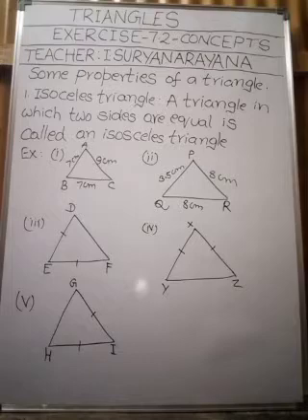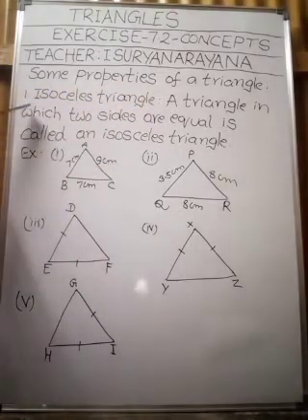Okay, my children, we have studied two rules or two criteria for congruence of triangles. Now let us apply these results to study some properties related to a triangle whose two sides are equal. Okay, my children, right. Now come to this point. Some properties of a triangle.